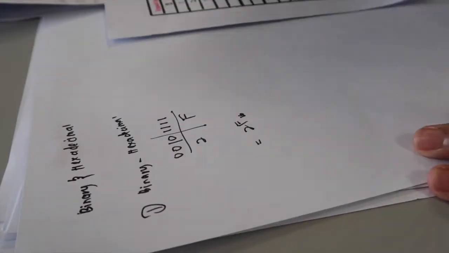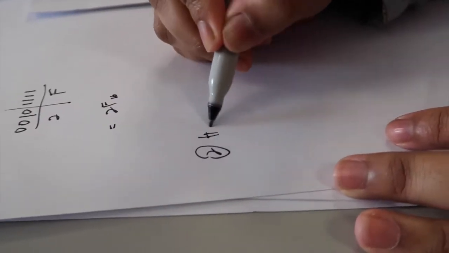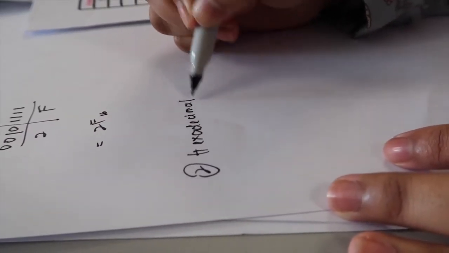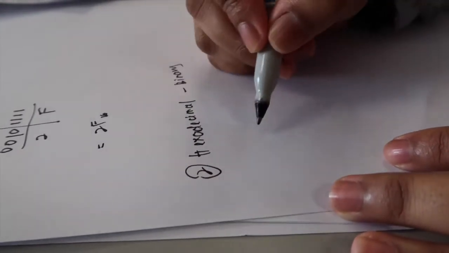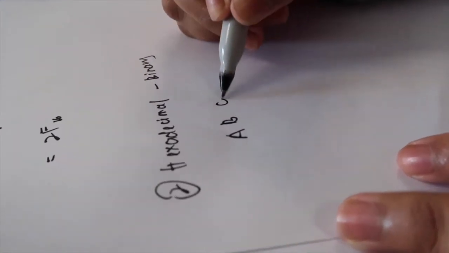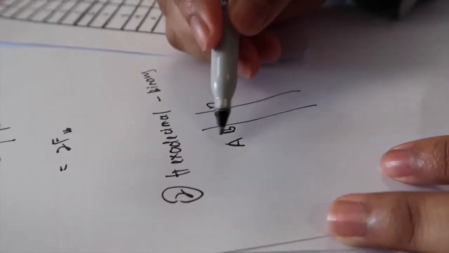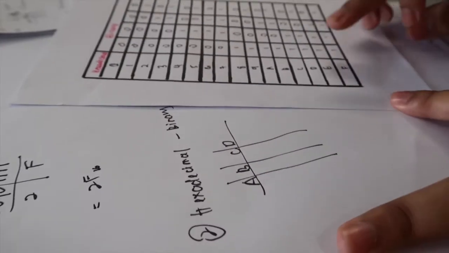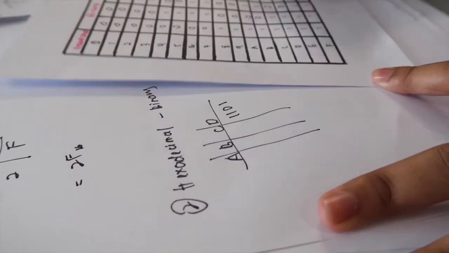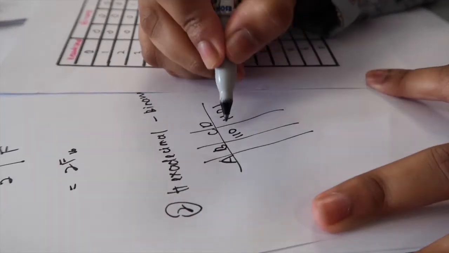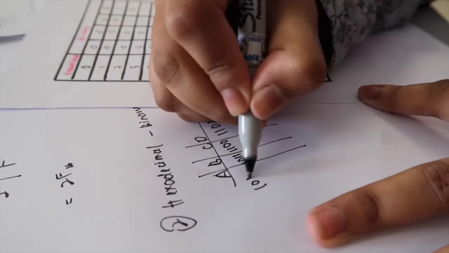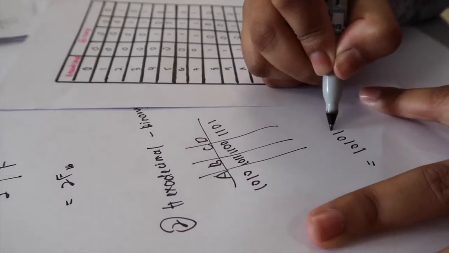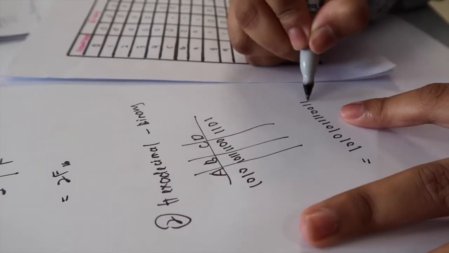Okay, next. Hexadecimal to binary. For example, ABCD. Okay, so we just look at the table. So D is 1101, C is 1100, B is 1011, and A is 1010. So the answer is 1010, 1011, 1100, 1101.